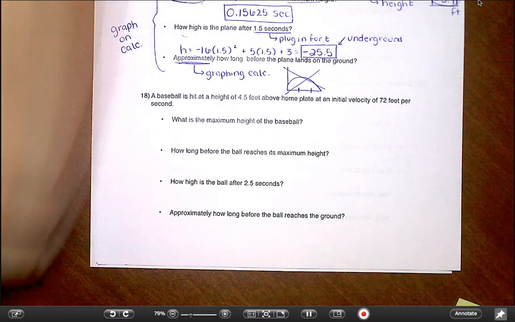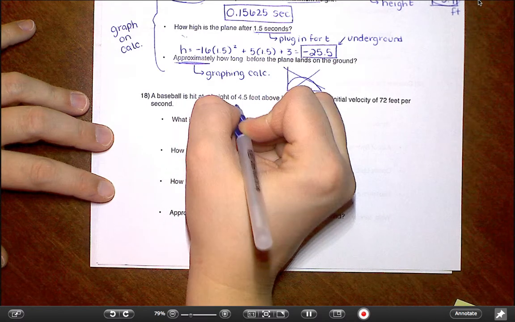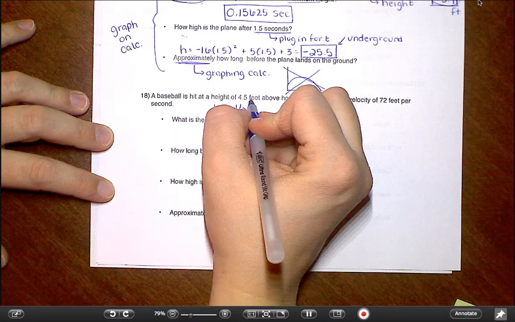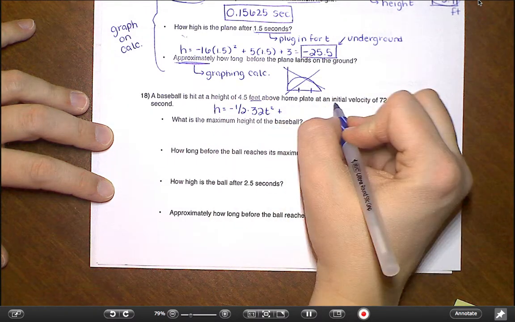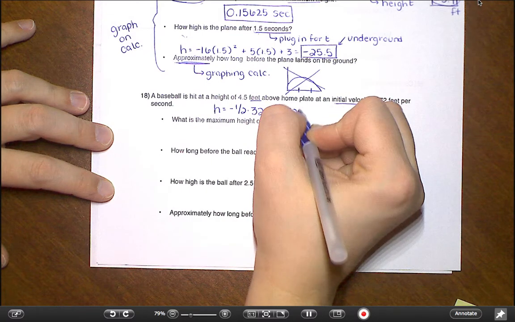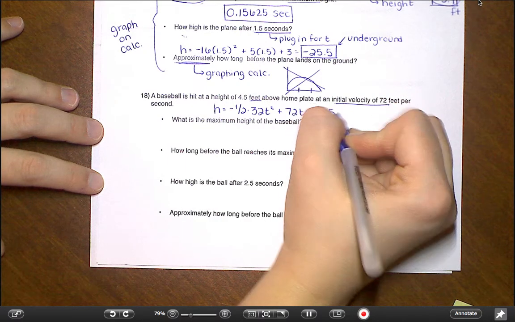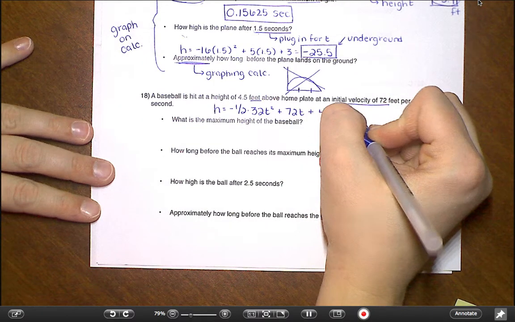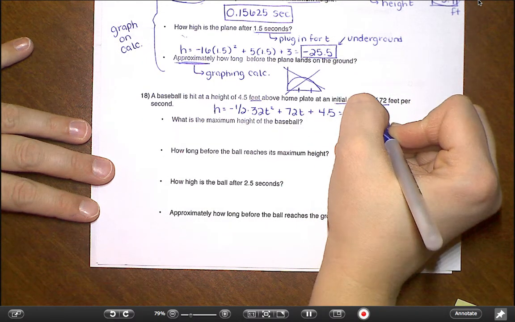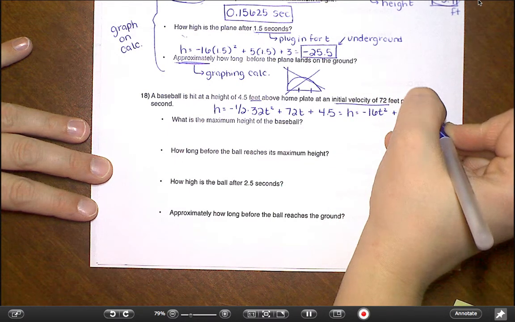Okay, let's look at 18. 18 is going to be really similar. I need to start by writing my Newton's formula equation. So negative 1/2 times my g value, which is 32, t squared. My initial velocity is 72, so 72t, at an initial height of 4.5. So that means my equation is negative 16t squared plus 72t plus 4.5.